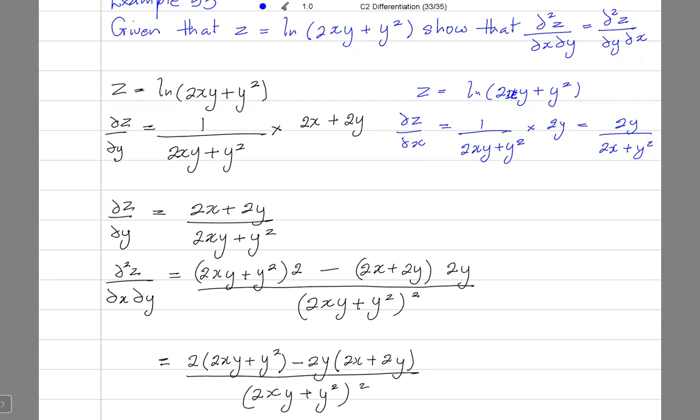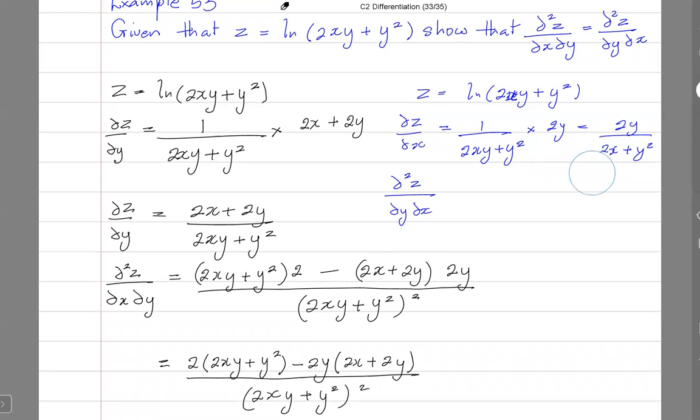So next I'm going to differentiate partially with respect to x. Yes, sir, it should be 2xy in the denominator. Thank you. So I have 2xy plus y squared here.